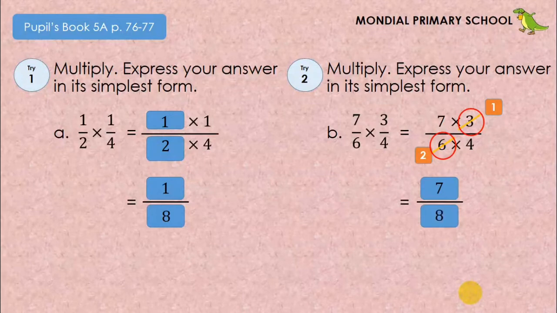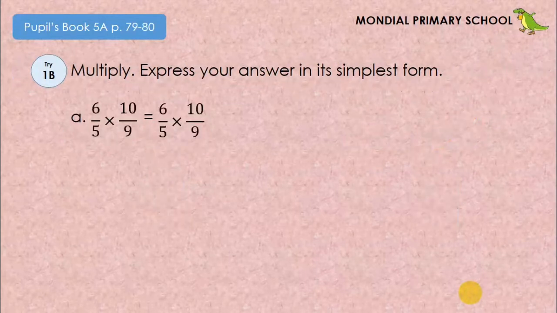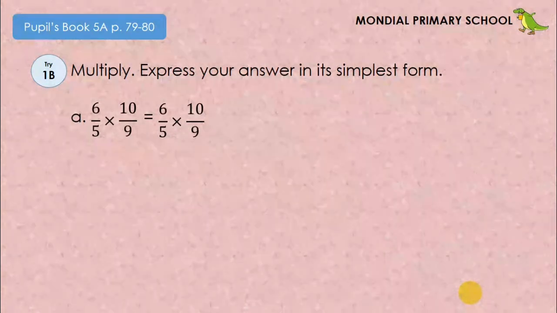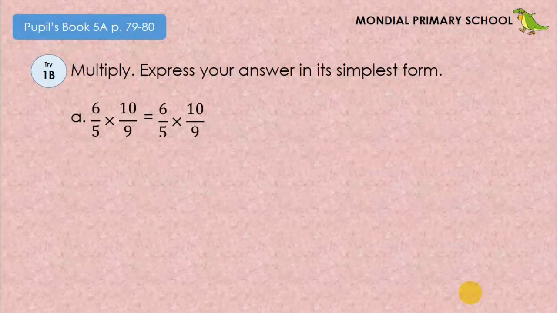Can the product be simplified further? No. Well done. Remember, if the answer is an improper fraction, we have to express it as a mixed number. Very easy, isn't it? Let's move to page 79. How about try 1B, part A? The way is the same as the previous one.